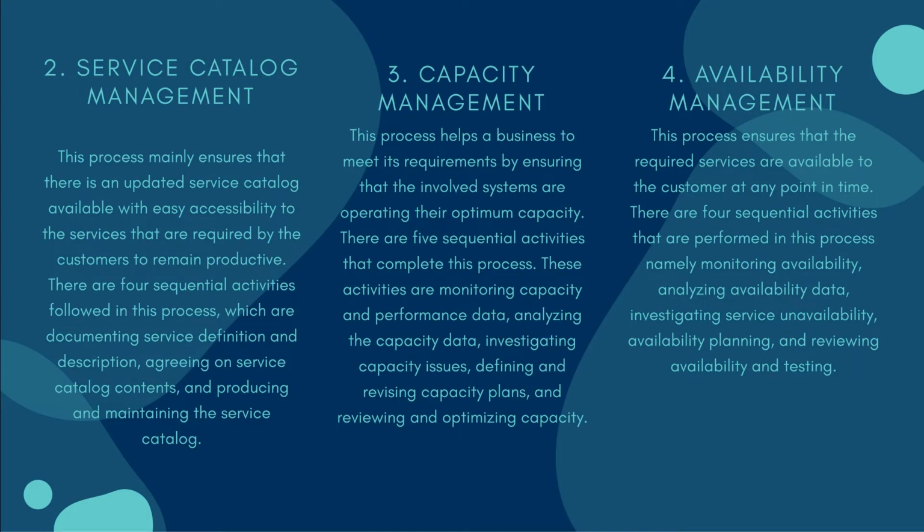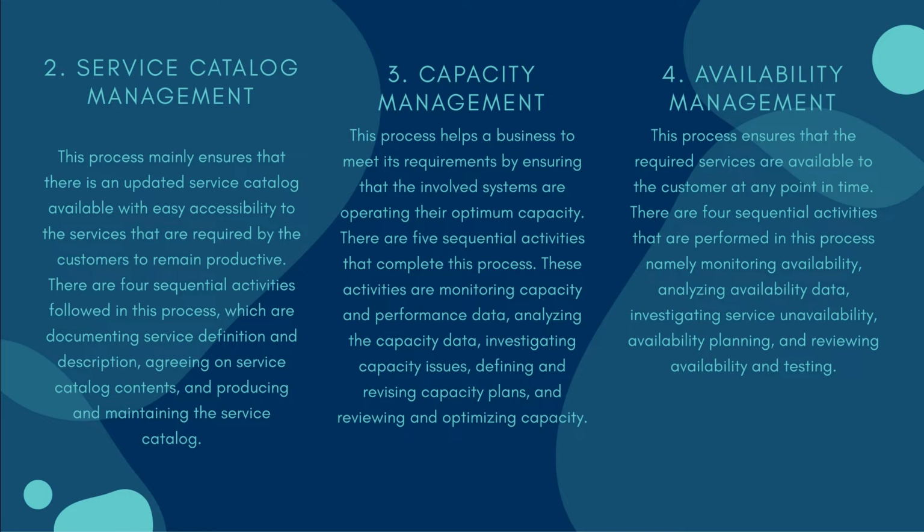2. Service catalog management. This process mainly ensures that there is an updated service catalog available with easy accessibility to the services that are required by the customers to remain productive. There are 4 sequential activities followed in this process, which are documenting service definition and description, agreeing on service catalog contents, and producing and maintaining the service catalog.